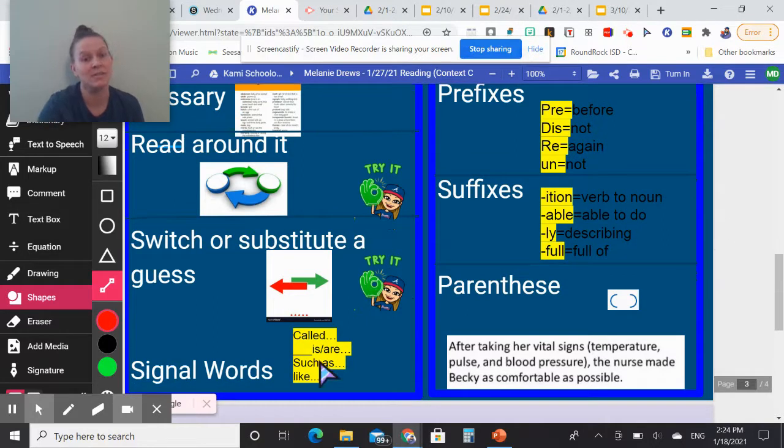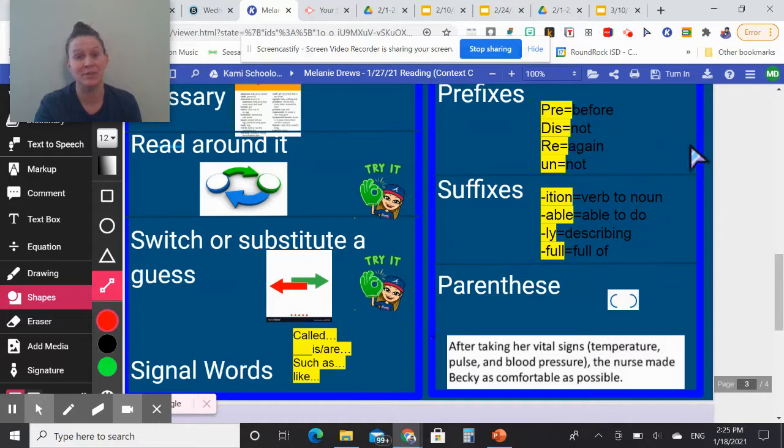Okay, you've got signal words as well that you probably started talking about or have talked about with your class. Okay, those are kind of like the, hey, here comes the meaning of the word next. So if it has a word and then it says like, it might kind of tell you what comes next, or such as, it might tell you next what comes up.